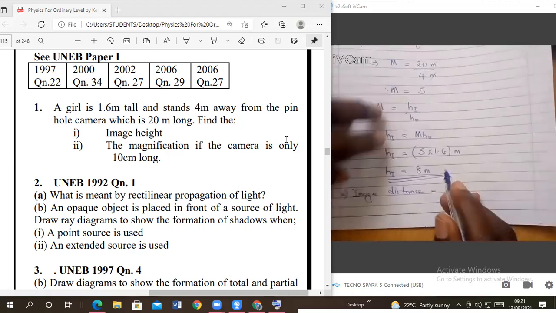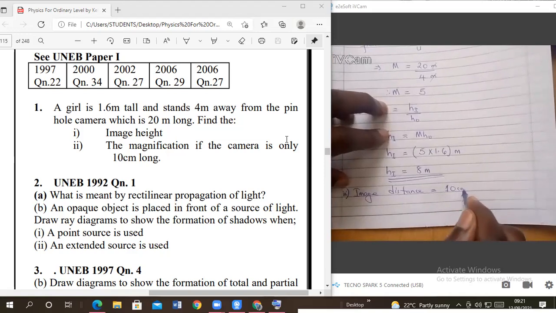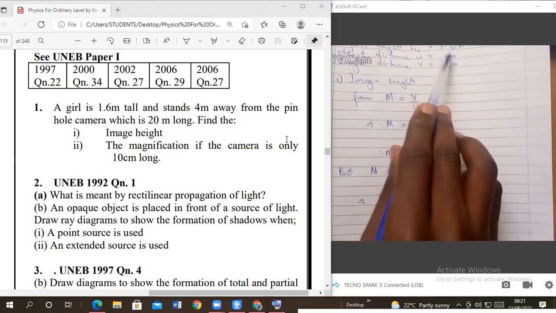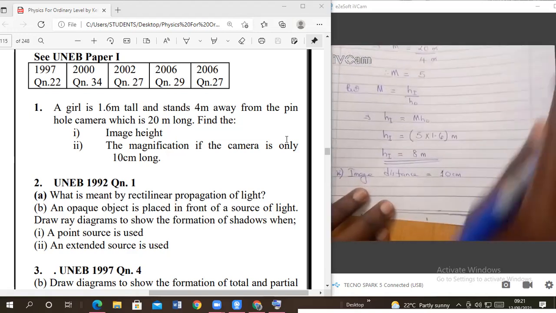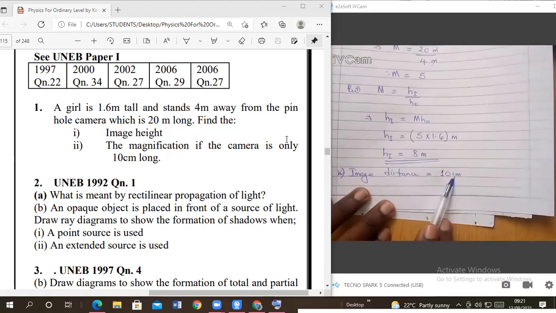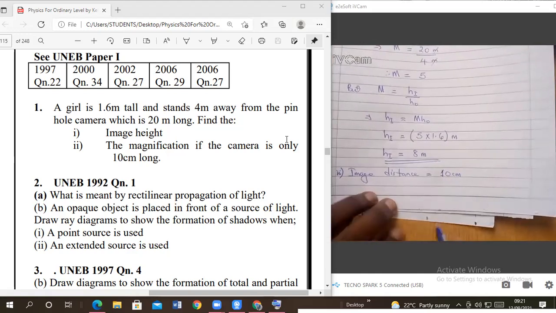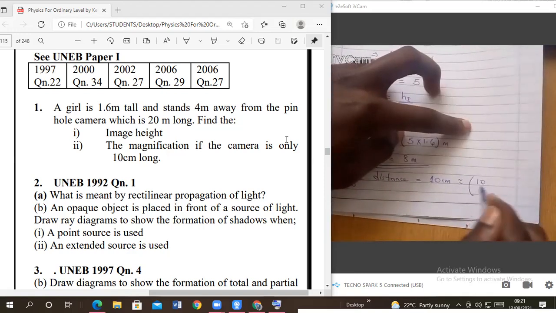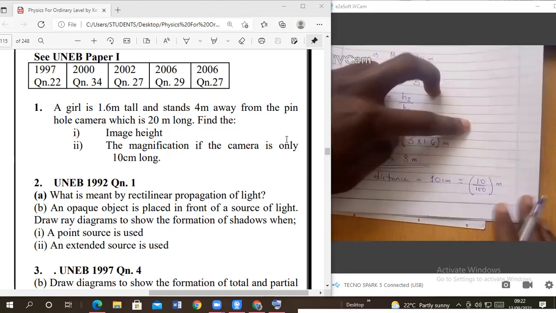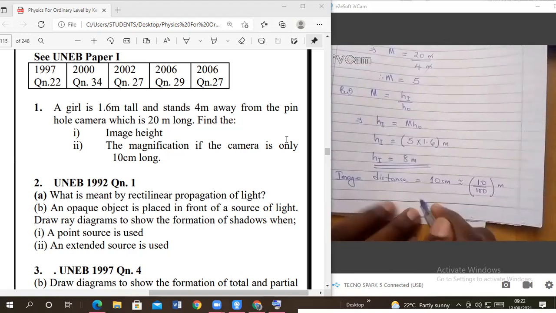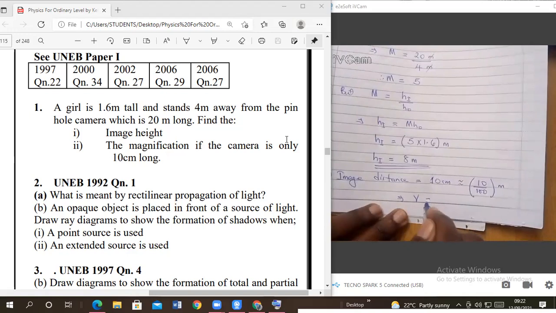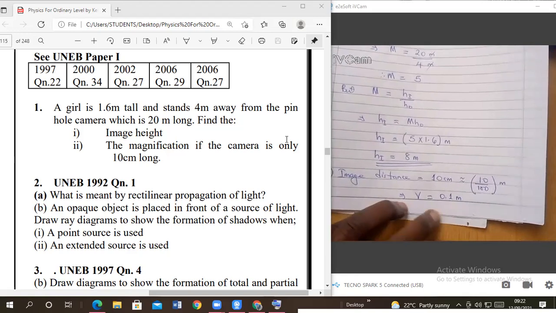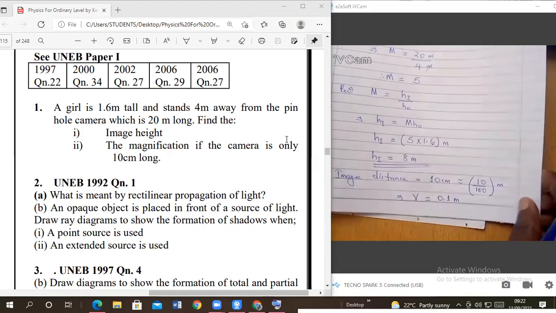Image distance was given to be 10 centimeters. But now when you look at our object distance, everything here was given in meters, not so? So you have to convert this one to meters first before substituting. We divide it by 100. So when you divide by 100, our V will be equals to 0.1 meter.